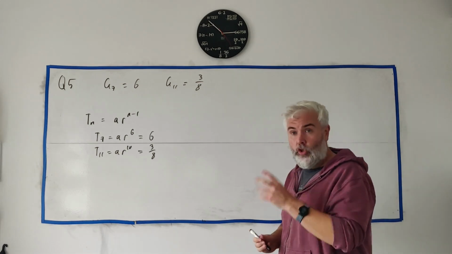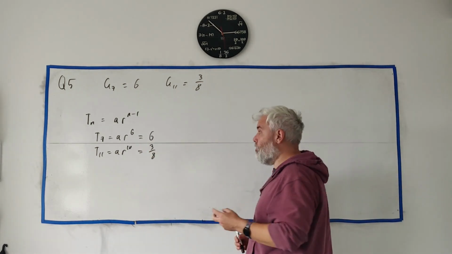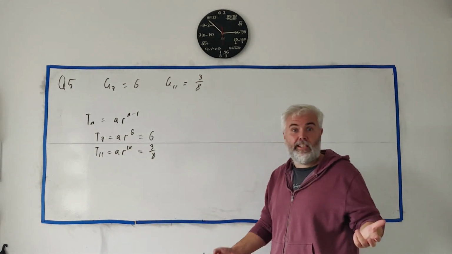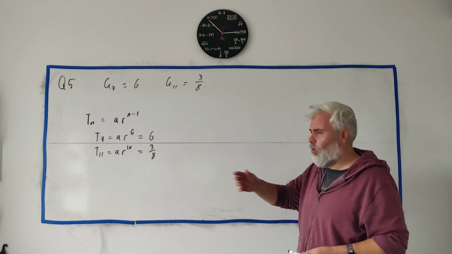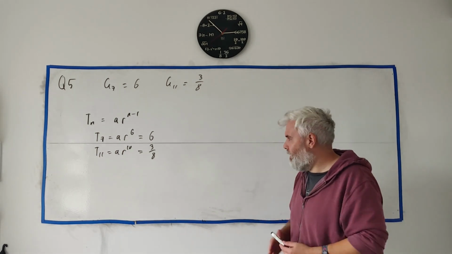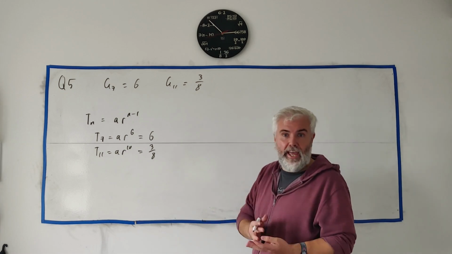Now what we have here is two equations, this one and this one, and two unknowns. We don't know a, we don't know r. That we can solve. A couple of ways to do this. Let me just show you how I would do it first, and then I'll show you both ways. So how I would do it is, I would think, right, I need to destroy a or r.